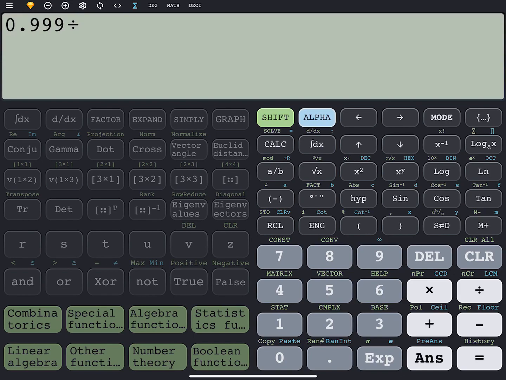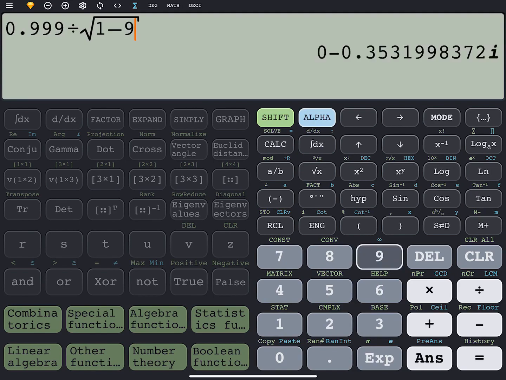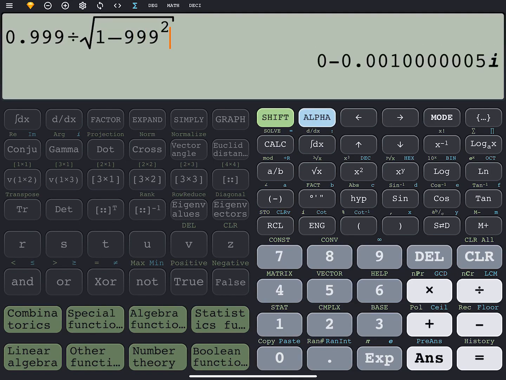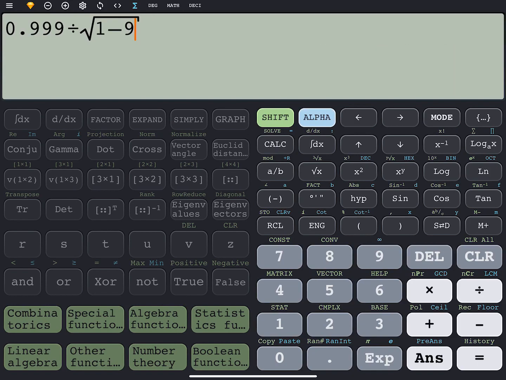Divided by the square root. Now let's see if this has a pretty good square root key. Here's the square root key. Okay, the square root of what now? Remember this? It's 1 minus r squared. So 1 minus 0.999. Raise that to what power? Second power. You guys okay with that? Forgot the decimal. Yeah, and it looks like you're going to have to put a parentheses.